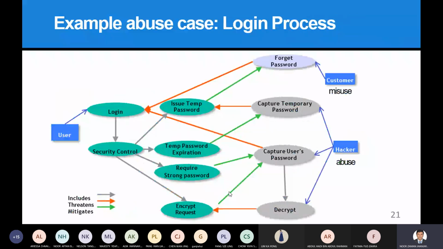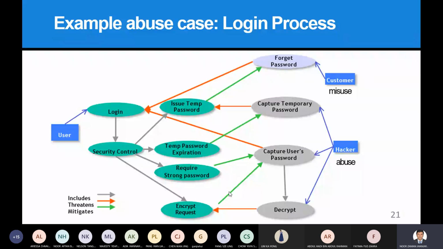Now this is another example. This is the abuse case of the login process. The user can log in, security controls are there, and whatever options they can use. But what happens if the hacker is trying to capture the user's password? As you can see from the red arrow, he will be able to reach the same level as the user, and now he can do all of the operations. So this is the abusing mode.